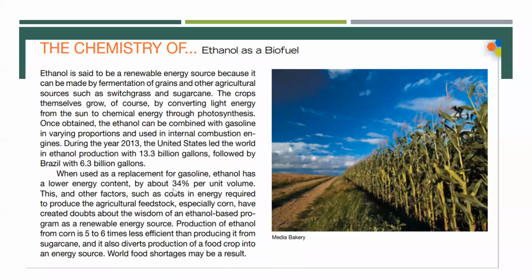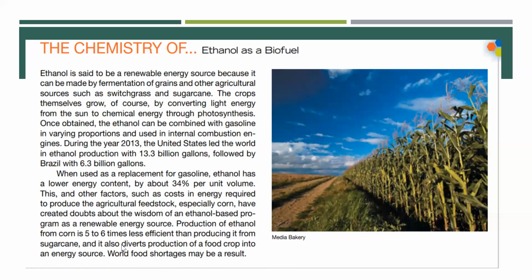Actually, it's also very expensive to use ethanol as our energy source. The production of ethanol from corn is six times less efficient than producing it from sugar cane. So it actually becomes a competition with other sources, a food production competition, if you're trying to find an energy resource using this one. And world food shortages may also result.